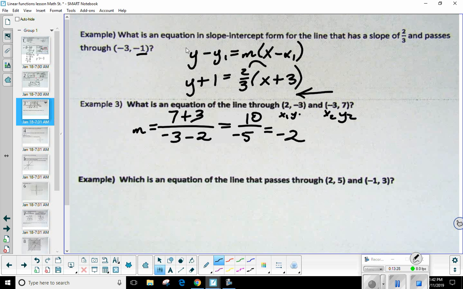Okay. So let's see. Sierra, what form would you like? Would you like point slope or slope-intercept? You want point slope? Okay. So we've got the slope. What point would you like to use? The first or the second? Okay, first. All right, so John, using this point, 2, -3, and a slope of -2, what is the point slope form of that line? That's right.